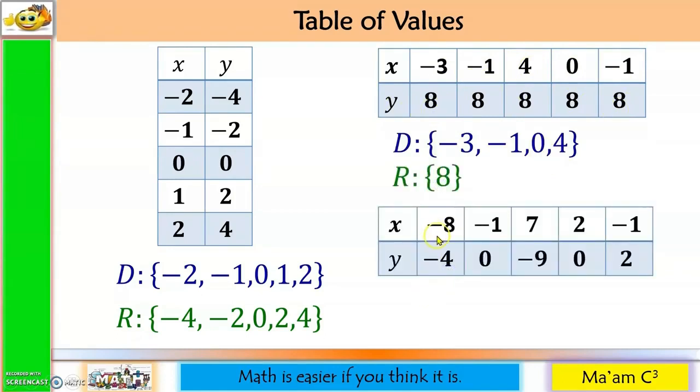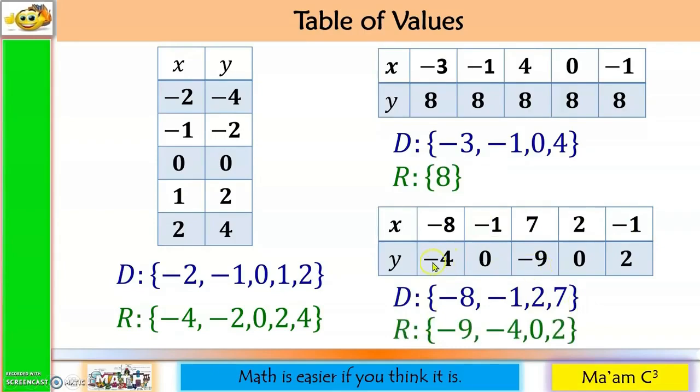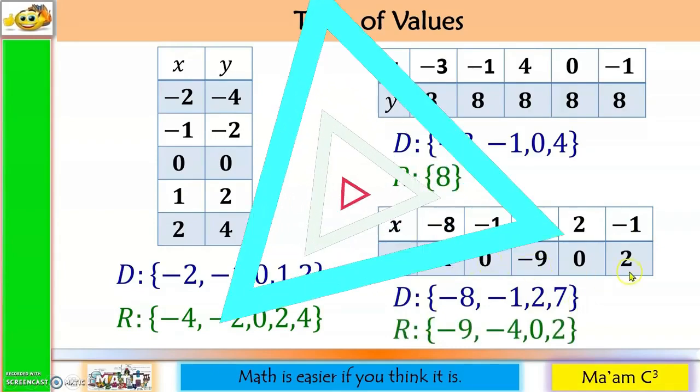Next one. For the domain, we have -8, -1, 7, 2, -1. So list -1 just once. So we have -8, -1, 2, and 7. And for the range, we have -9, -4, 0, and 2.